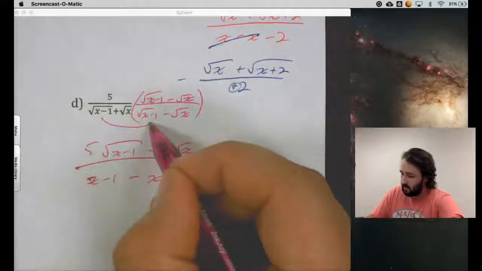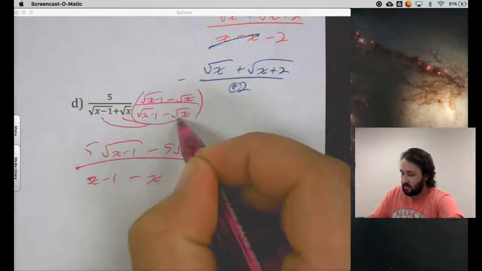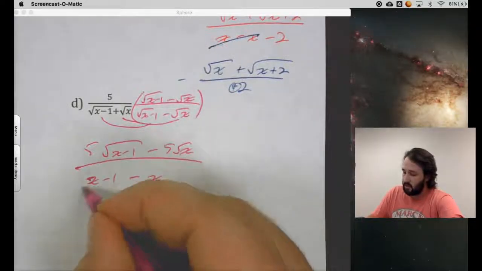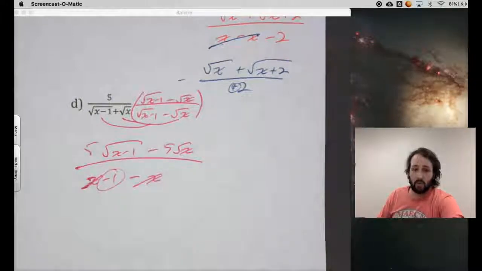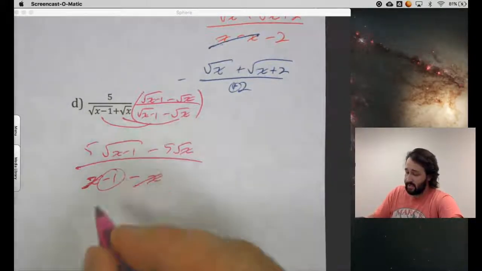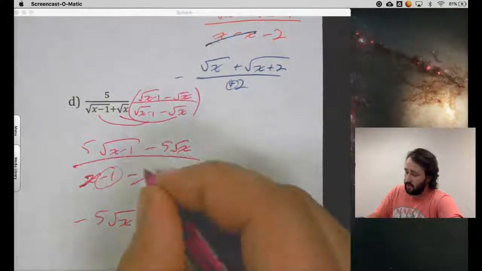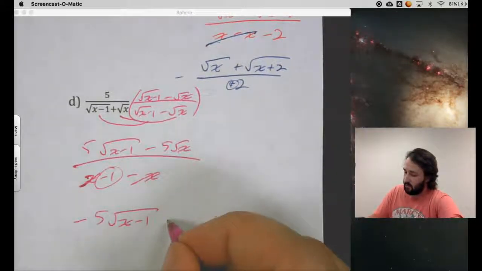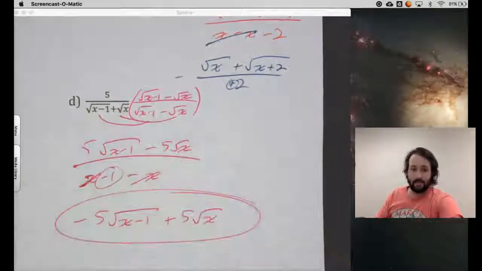Right, so root x minus 1 times root x minus 1 is x minus 1. Positive root x times negative root x makes minus x. So x minus x makes 0. And then I'm just dividing by that negative 1 now. So what I can say this is then is negative 5 times root x minus 1. And then negative divided by negative will make that plus 5 root x. And that's it. All right.